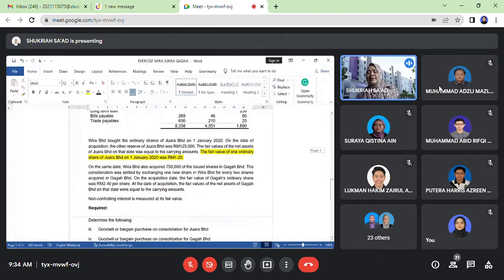Okay, second question. Okay, please add this sentence highlighted in yellow. The fair value of one ordinary share of Juara on 1st January 2020 was RM1.20. Tambah. Okay, add that sentence.